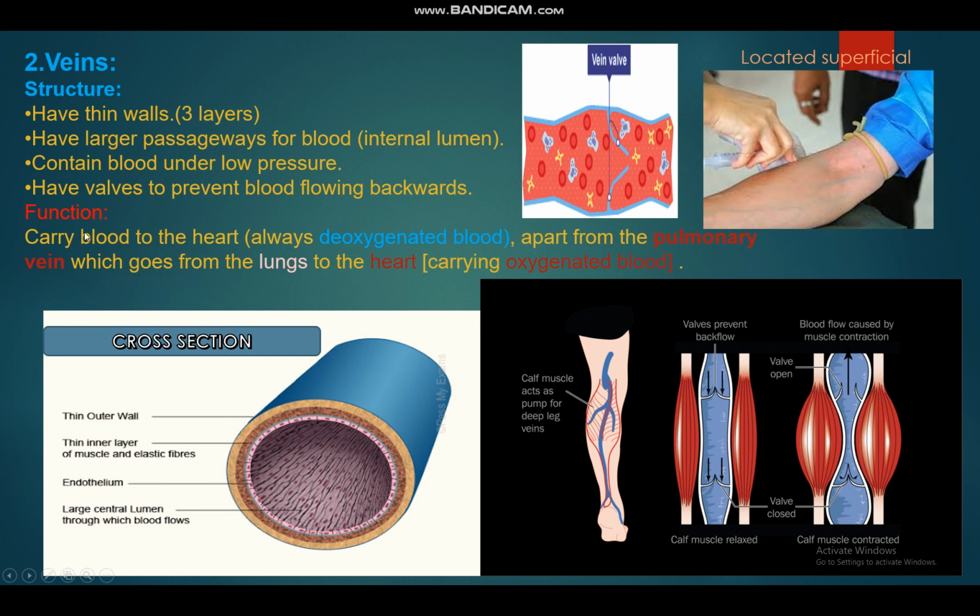Now we talk about the function. The veins carry blood to the heart. They always have deoxygenated blood, apart from the pulmonary vein, which goes from the lungs to the heart carrying oxygenated blood. Now the blood which is flowing in the vein always has a low pressure. So this is all about the veins.